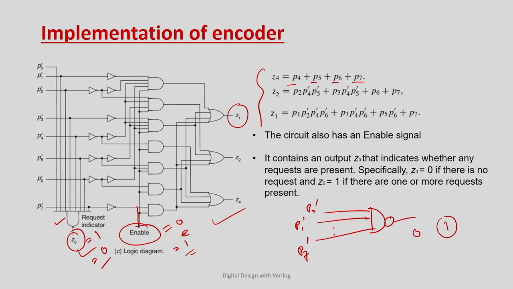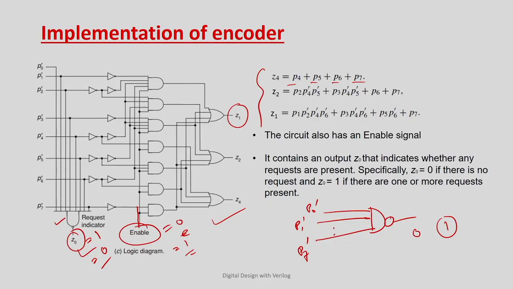So if Z0 is 0, it indicates that no request has come. Okay, so now I can differentiate between no request and P0 coming. Because if P0 comes, Z0 will be 1 and the output will be 000, and if none of the requests come, then Z0 will be 0 and the output will also be 000. So then I will ignore the other values because no request has come. This way Z0 enables me to differentiate between these two scenarios.